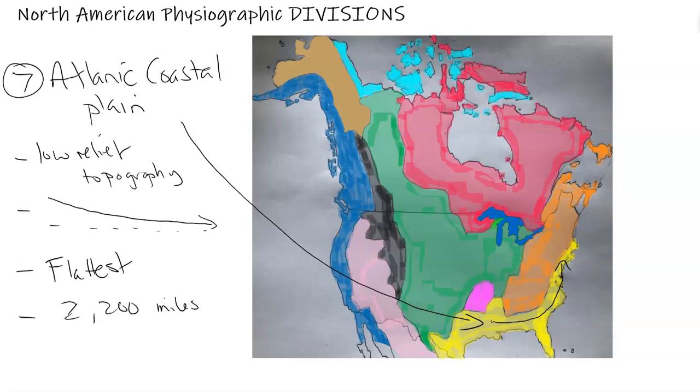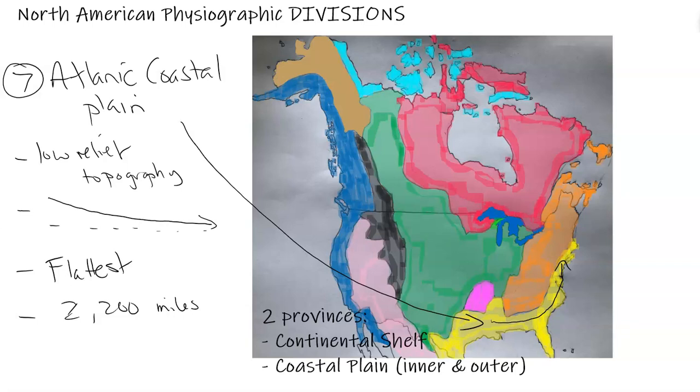There are 2 provinces in this division, and one of them is submerged under the Atlantic and Gulf of Mexico. It is the continental shelf. That's the land that extends out from the coastline, the beach, under the water, out into the continental shelf, and then the slope. Next is the coastal plain, which encompasses the entire terrestrial part of this, and you can break it down into 2 parts: the inner coastal plain and the outer coastal plain. The outer coastal plain is the one closest to the shoreline, the coastline, and the water bodies. The inner is, obviously, more inland.